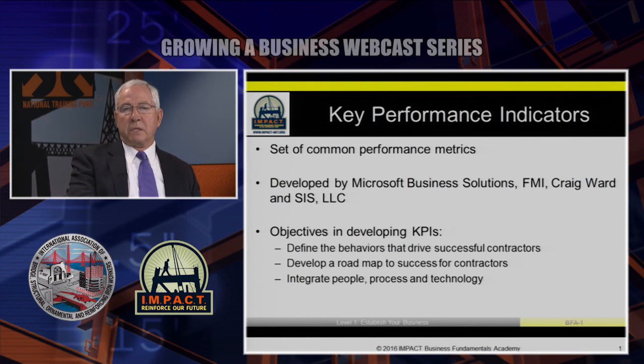But the things that we really tried to address, let's get some common performance metrics other than the normal financial ratios that you might see in the financial management area. The objective of the KPIs really was to define behaviors that drive successful contractors and to help them build a roadmap for the operations that they run, and what are some of the things that they can do to improve their operations. And also integrate people, process, and technology, because technology plays a huge role today in construction.